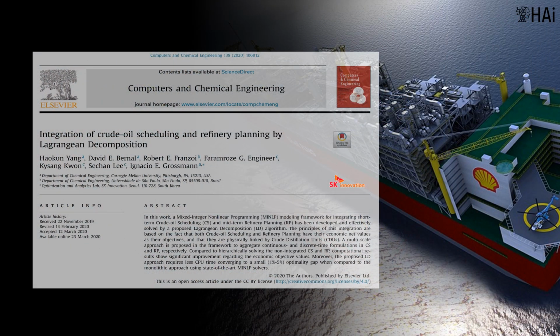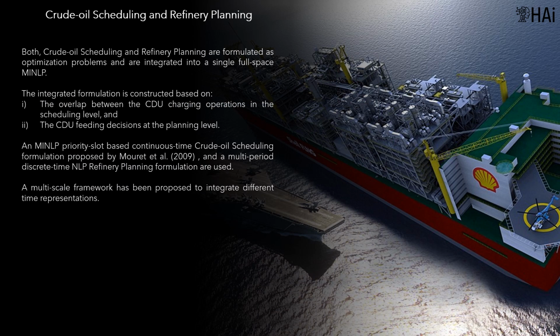This case is based on the document Crude oil scheduling and refinery planning by Lagrangian relaxation. Both crude oil scheduling and refinery planning are formulated as optimization problems, and are integrated into a single full-space MILP. The integrated formulation is constructed based on the overlap between the CDU charging operations in the scheduling level, and the CDU feeding decisions at the planning level.